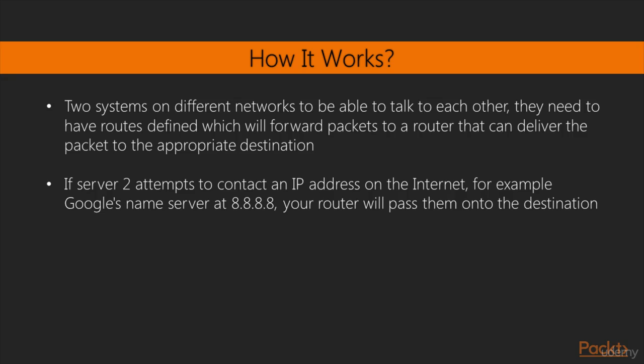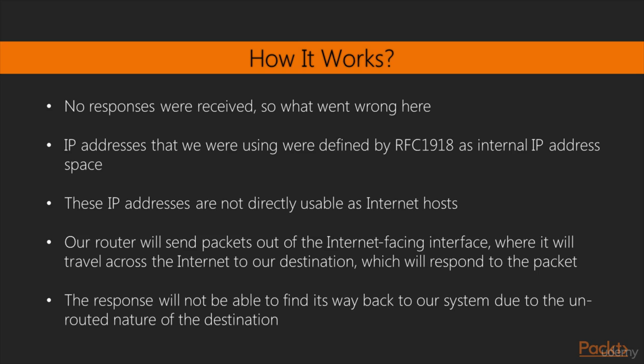In the last video we discussed how, in order for two systems on different networks to be able to talk to each other, they need to have routes defined, which will forward packets to a router that can deliver the packets to the appropriate destination. The same is true on the internet. If server 2 attempts to contact an IP address on the internet, for example Google's name server at 8.8.8.8, your router will pass them on to the destination. Let's give that a try. No responses were received. So what went wrong here?